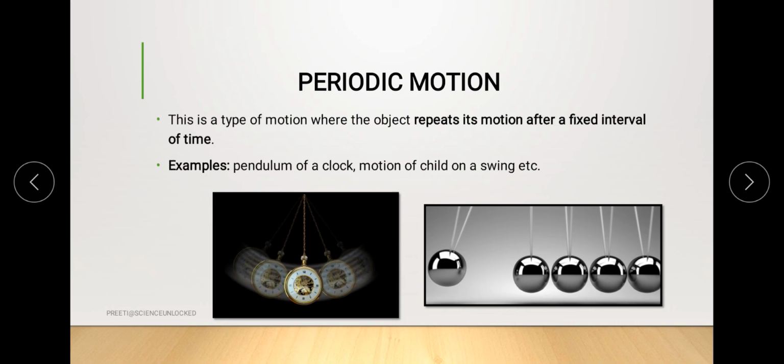So we have talked about three types of motion: rectilinear, circular, within which we have talked about rotational motion, and the third one, that is the periodic motion.